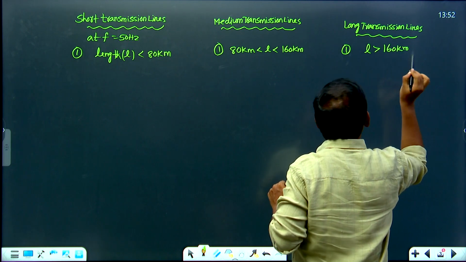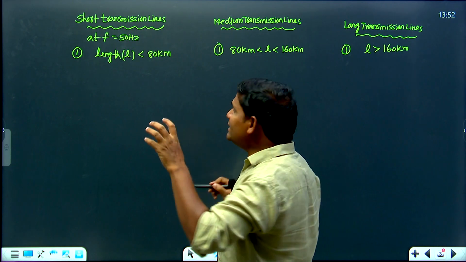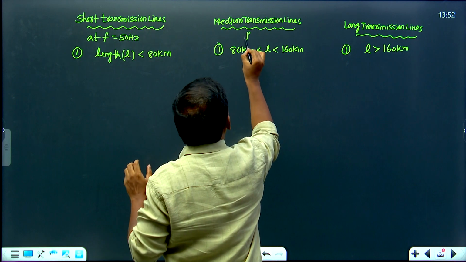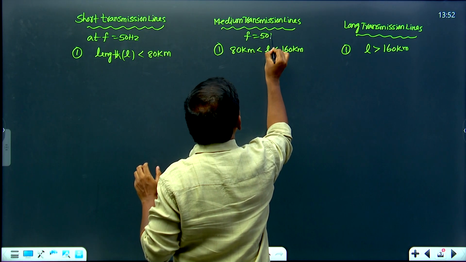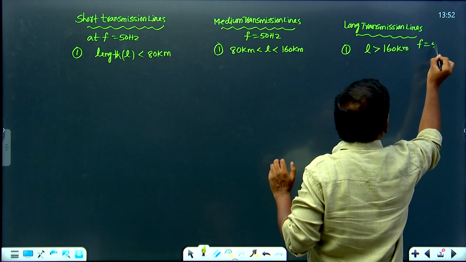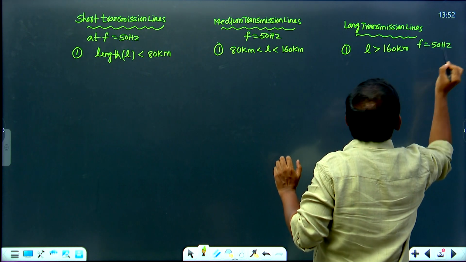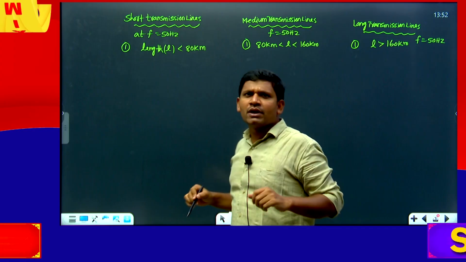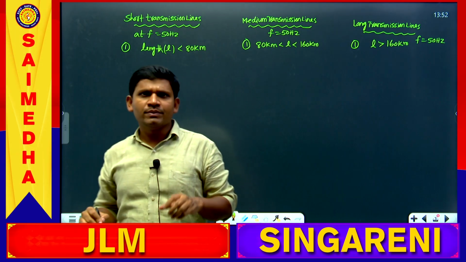From this, surely we can expect the question, students. All these lengths are given at 50 Hz frequency. The condition is at a given frequency, when the particular line is said to be short transmission line, medium transmission line, long transmission line, students.